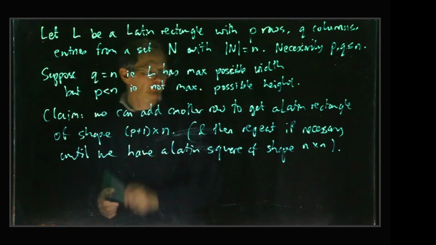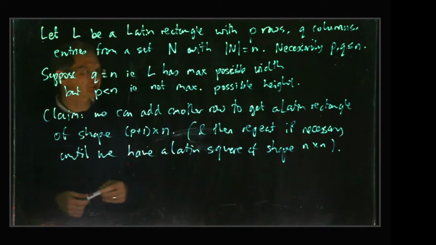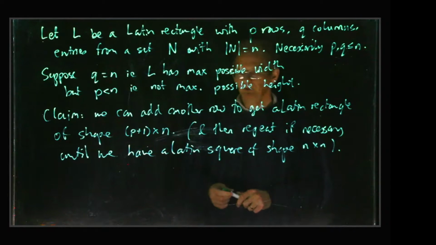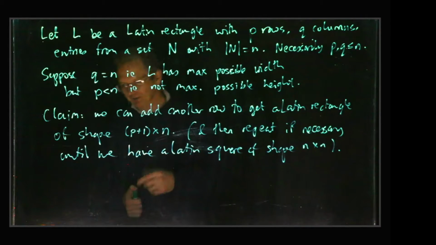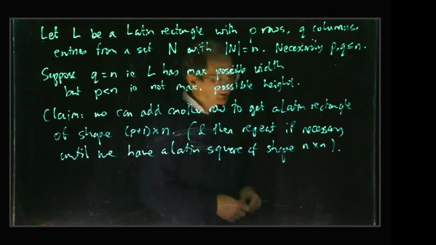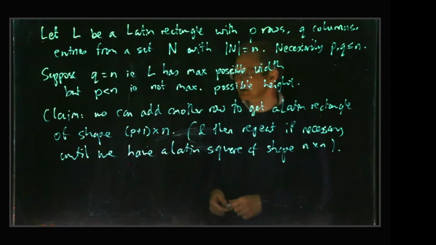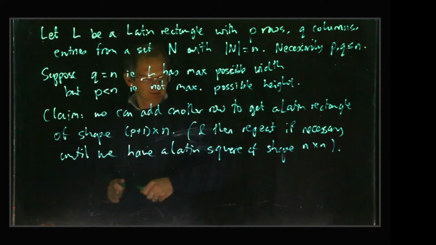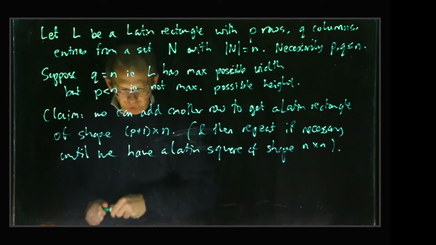So this is the first of two Latin rectangle extension theorems. This is the easier one. Okay, and so how are we going to prove it? We're going to prove it as an application again of Hall's marriage theorem. We're going to use a particular version, an application of Hall's marriage theorem that we mentioned previously. Let's just recall how that goes.